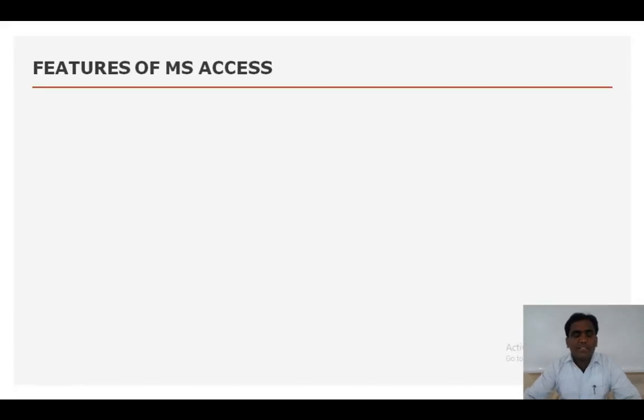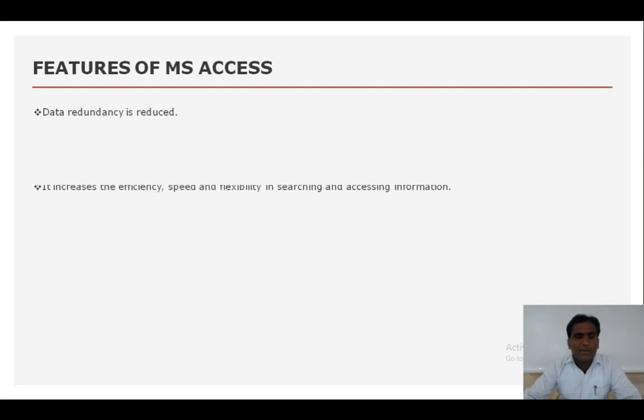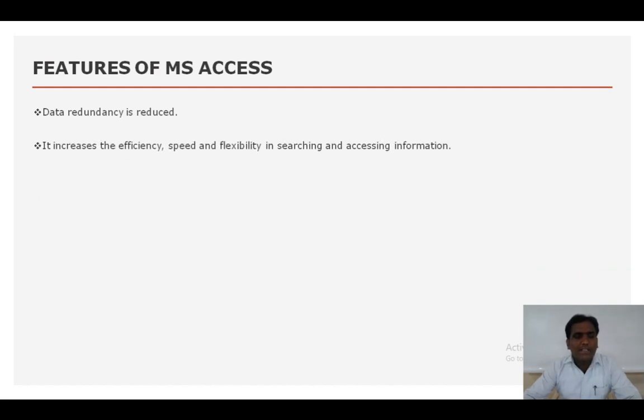The next concept is features of MS Access. The first feature is data redundancy is reduced. That means the MS Access doesn't allow us to store duplicate data in a table. The next one is it increases the efficiency, speed and flexibility in searching and accessing information from the table. Access facilitates sharing of data. With the help of MS Access, you can share data from one table to another table.